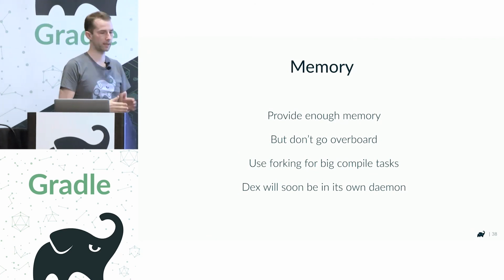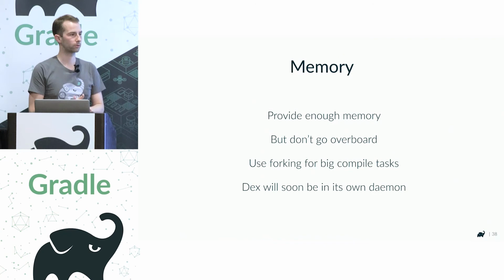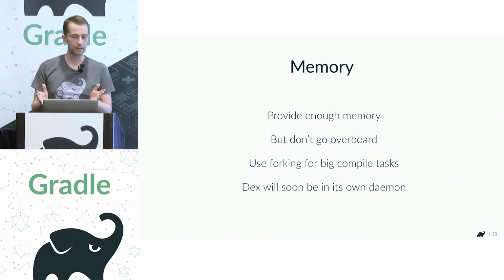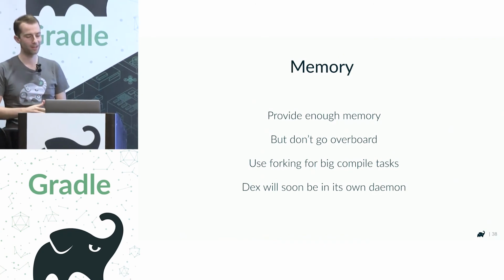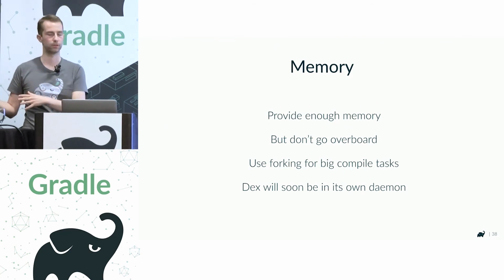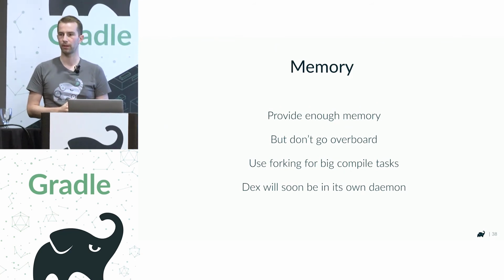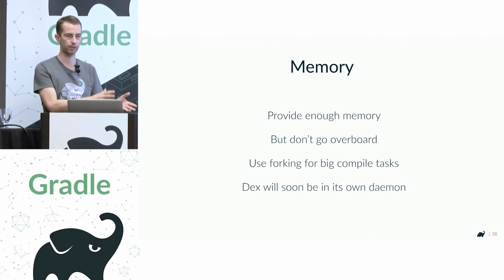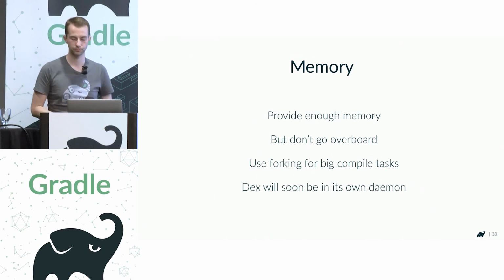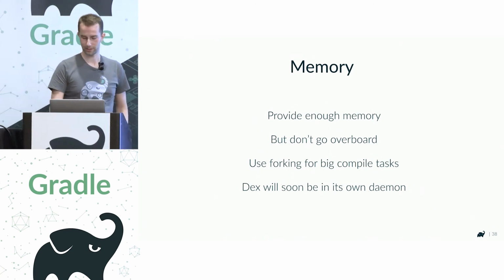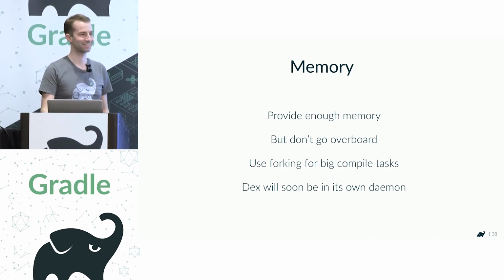And the same goes for dex, which with the Android Gradle plugin 3.0 final, so not yet, but soon, will also move into its own daemon, because it's a really expensive process, very memory heavy. You don't want to have that running in the main Gradle daemon, slowing everything else down. You want to isolate it. So yeah, don't believe the FUD on the internet. 1 gig of RAM is plenty for almost every project.